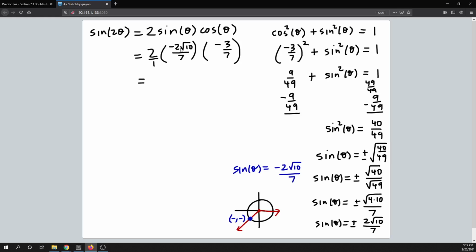All right, the last step is to multiply all this out. So to multiply all these three fractions out, I would multiply the numerators together. So doing that, I get 2 times negative 2 would be negative 4. Negative 4 times negative 3 is a positive 12. And then positive 12 times square root of 10 would be 12 square roots of 10. In the denominator, I have 1 times 7 times 7. That comes out to be 49. And so the final answer here is 12 square roots of 10 over 49.